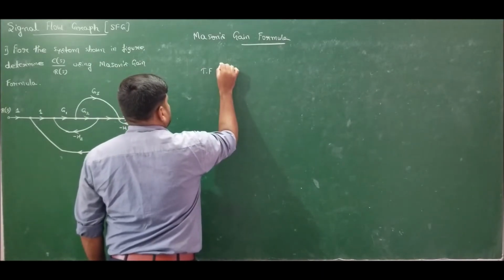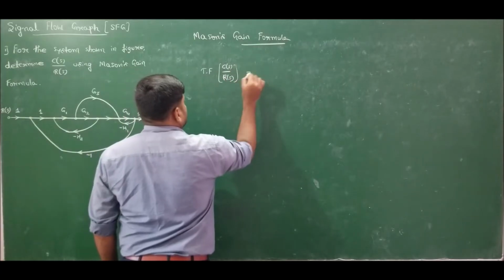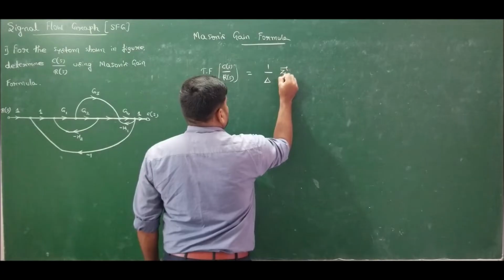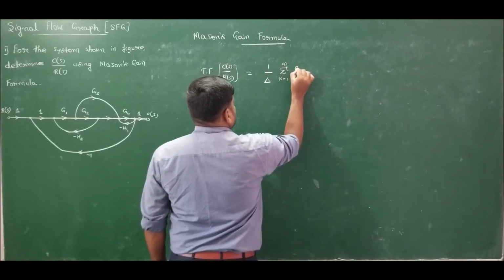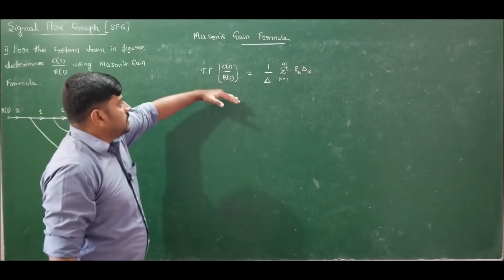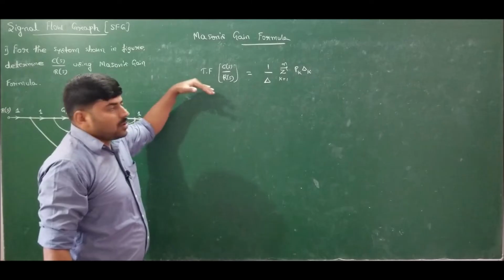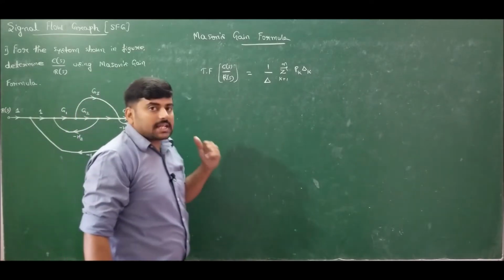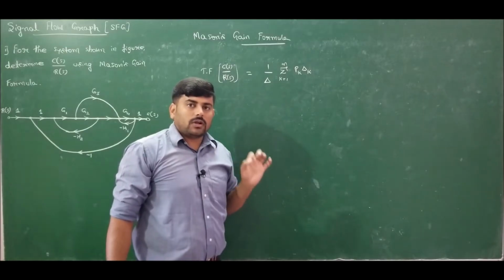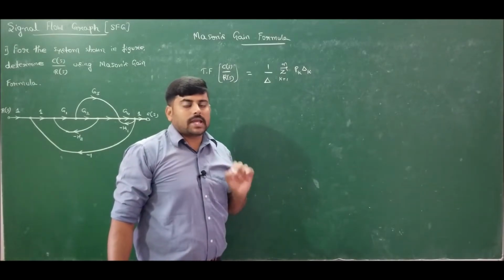The overall transfer function output by input is given by 1 by delta, summation of k equal to 1 to n, Pk delta k. So this is the Mason's gain formula to determine the overall transfer function of a linear control system. This signal flow graph is applicable only for linear control systems. Make a note of it.